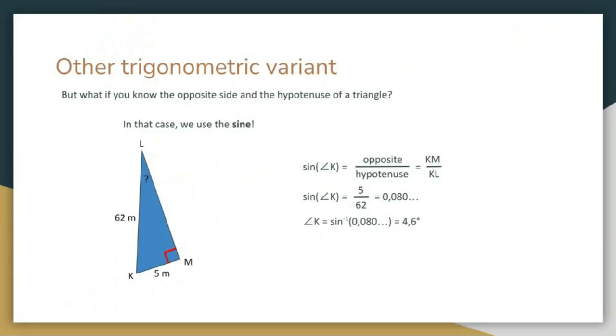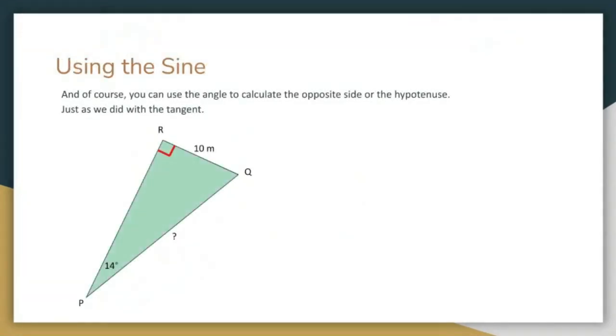And of course, we can also use the sine to calculate one of the sides. This is triangle PQR. With the information I know, I want to figure out the length of side PQ. We start by writing down the trigonometry ratio. The sine of angle P is opposite over hypotenuse, which is QR over PQ. In the second line, we fill in the numbers we know.